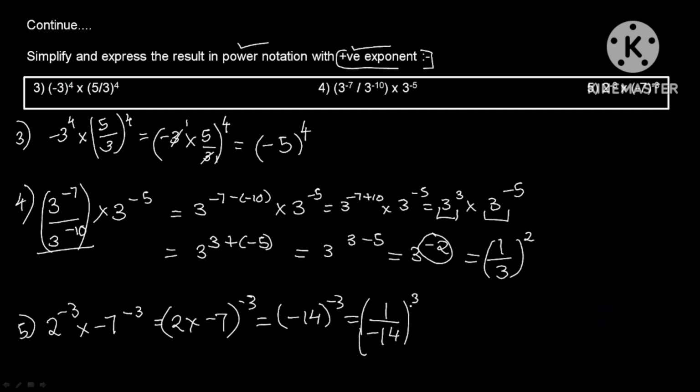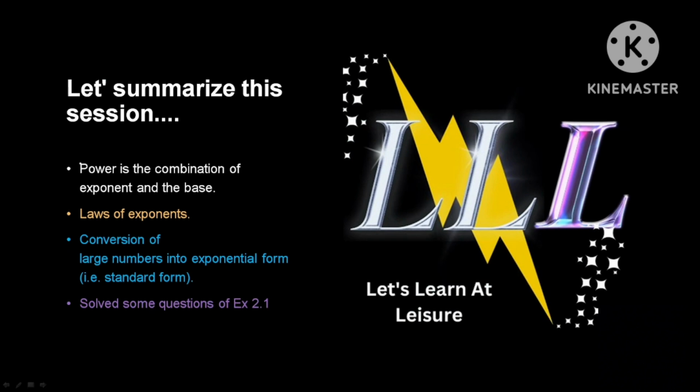Now let's summarize what we have learned in this session. In this session, we have learned the meaning of powers and exponent. Power is the combination of exponent and the base, whereas exponent is not called a power. Laws of exponent are the multiplication, division, and the law of exponent where the exponent is negative. Conversion of large numbers into exponential form, that is standard form. We even learned the conversion of even small numbers into exponential form, where we will have a negative exponent. And we have solved some of the questions of exercise 2.1.